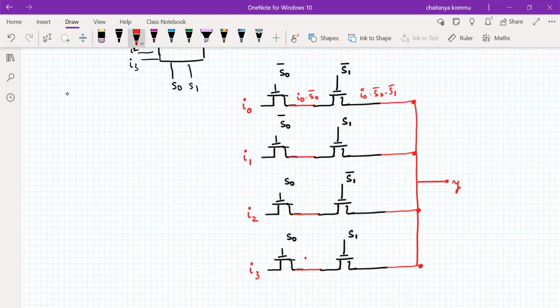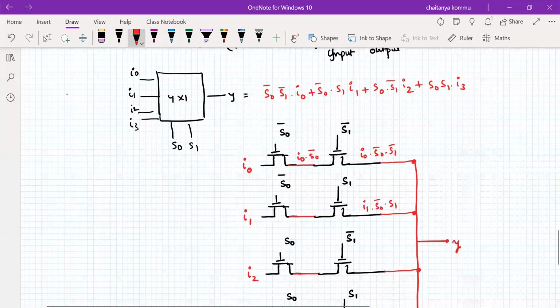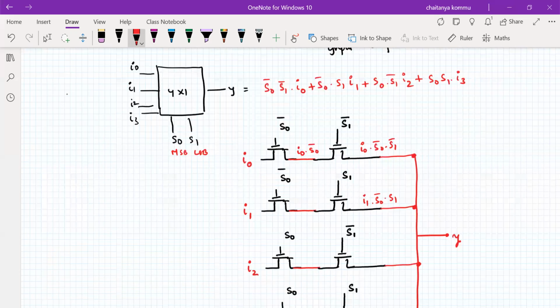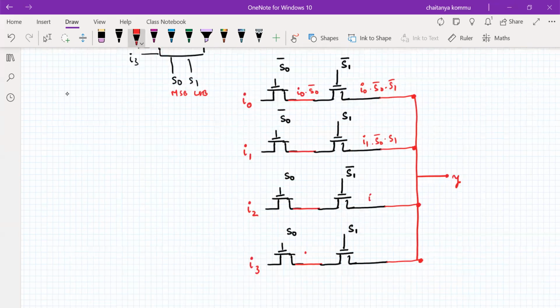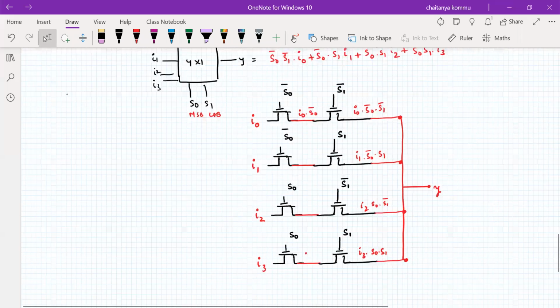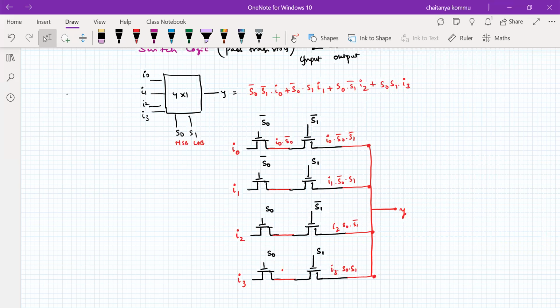So what is the output that we get here? I0 into S0 bar into S1 bar, and so on. By the way, please understand that S1 is the MSB and S0 is the LSB. Usually we write S1 as MSB and S0 as LSB. Then S0 into S1 bar for I2. Therefore, I3 into S0 S1. This is how we need to write it. So this is one structured way of implementing your 4x1 multiplexer.